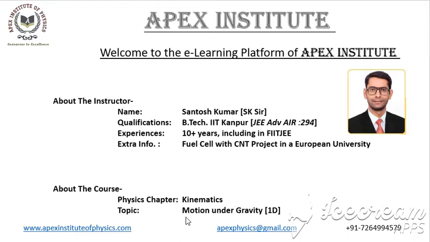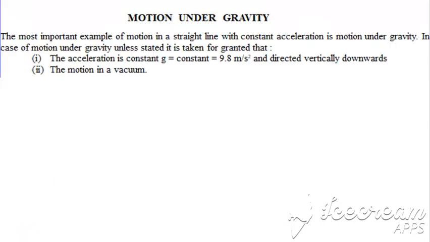In this video we will learn motion under gravity. So let's start. This is motion under gravity. Till now we have understood straight line motion. If we take any example of straight line motion which is most obvious in one dimension, then that is the motion under gravity. So that's the most obvious and most important example.